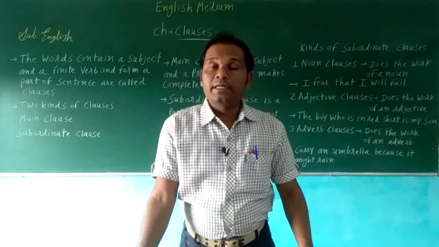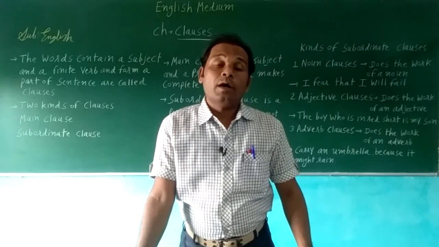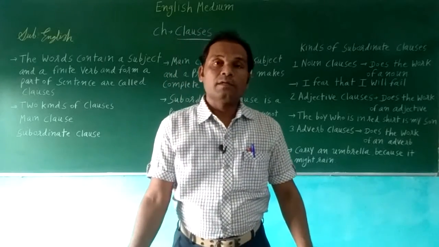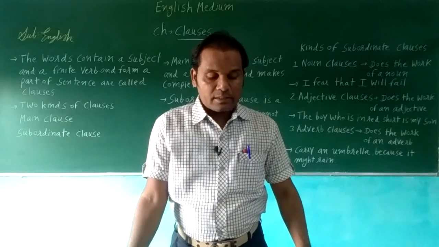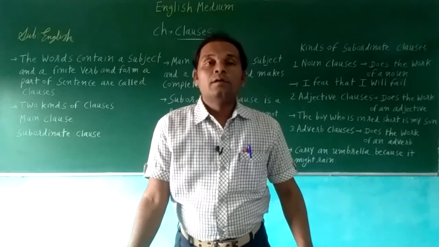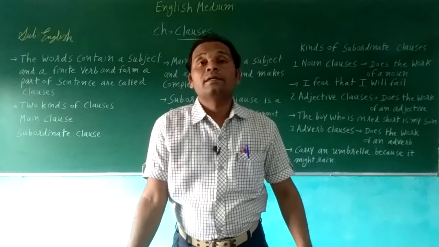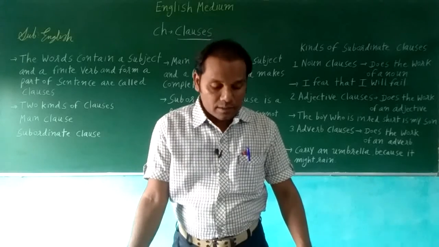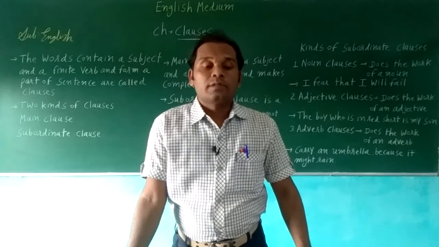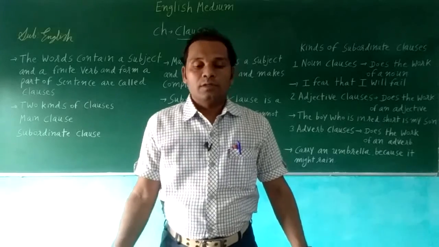The man who is standing at the gate is my father. That shows a relation, like an adjective. The boy who is standing in the red shirt is my son. So this shows an adjective clause.